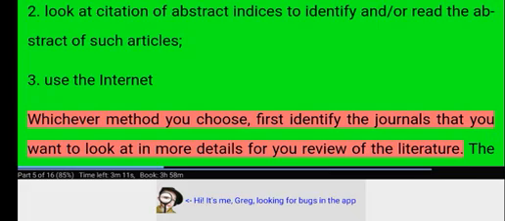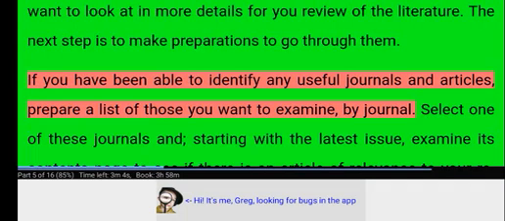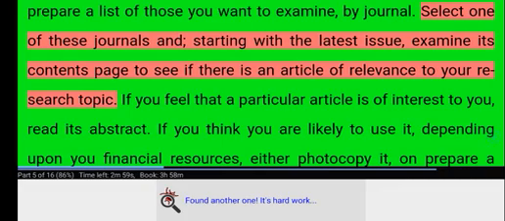Whichever method you choose, first identify the journals that you want to look at in more detail for your review of the literature. The next step is to make preparations to go through them. If you have been able to identify any useful journals and articles, prepare a list of those you want to examine, by journal. Select one of these journals and, starting with the latest issue, examine its contents page to see if there is an article of relevance to your research topic.